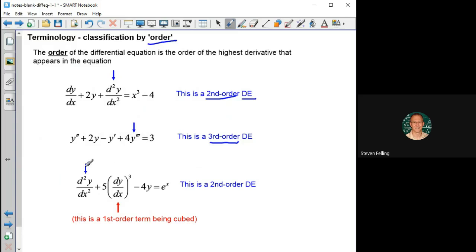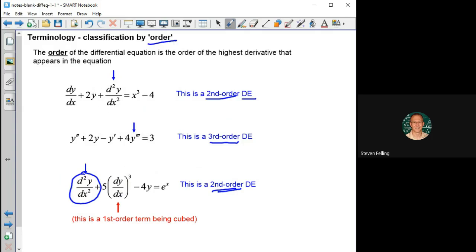In this case, we have a second derivative here. This is a first derivative, but then the result of that is being cubed. So this is still a first derivative here. And that means that this is still a second order differential equation because this is the highest type of derivative that we're doing. This is still a first derivative, just the result is being cubed.